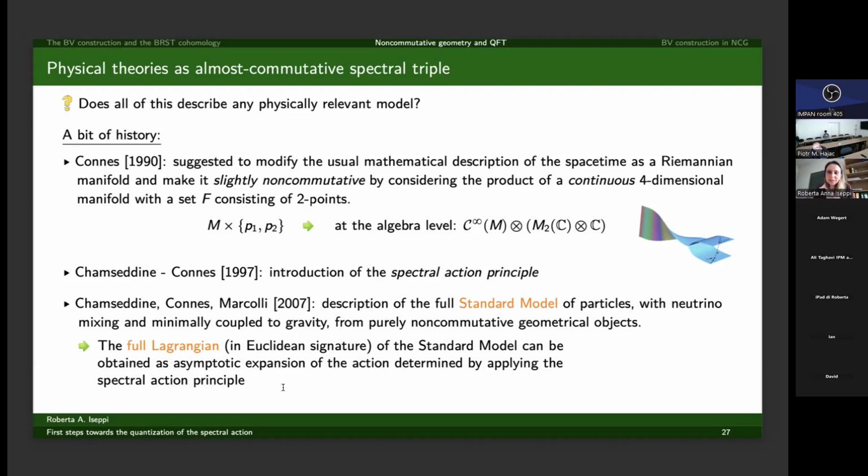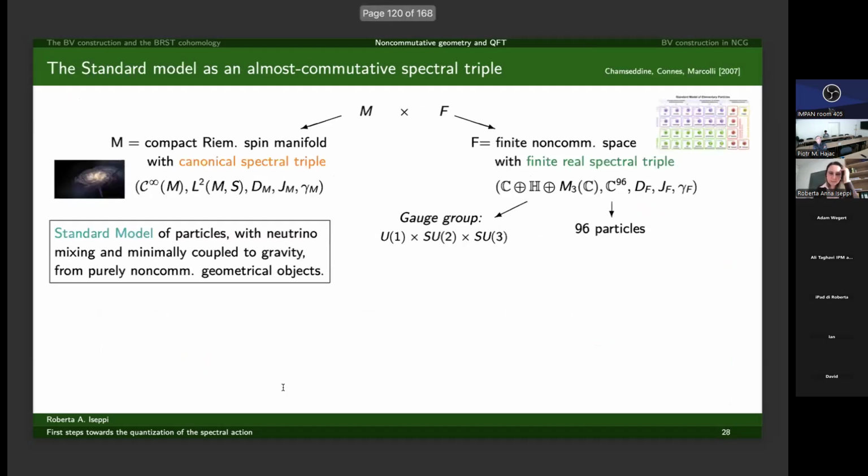The thing to remark is that it is actually the classical action. So it still needs to be quantized, and nowadays it still needs to be quantized. So that's the mental picture. So you do have a product of 2 parts. You have your canonical spectral triple that describes the gravity, and you have a finite part that describes the particle content.